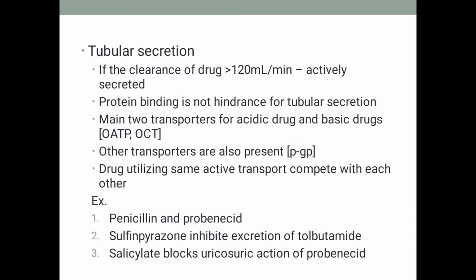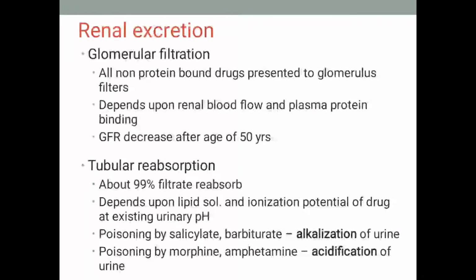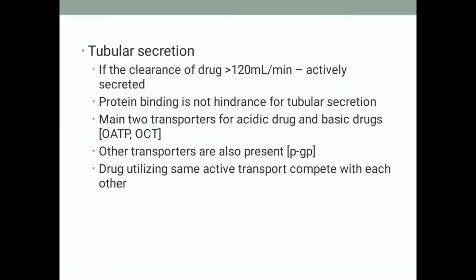Sulfinpyrazone inhibits the excretion of tolbutamide. Salicylate blocks the uricosuric action of probenecid. These are examples of competition through the same transporter: penicillin and probenecid, sulfinpyrazone with tolbutamide, and salicylate with probenecid. So these are the main three processes in renal excretion. Renal excretion of the drug can occur through GFR, glomerular filtration, tubular reabsorption, and tubular secretion. These are the main three processes through which a drug is excreted through the kidney.